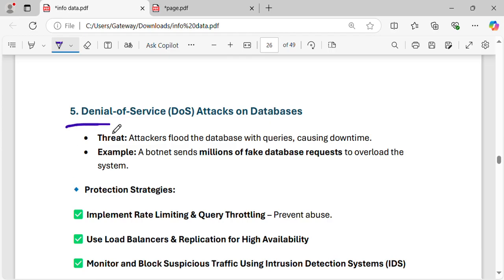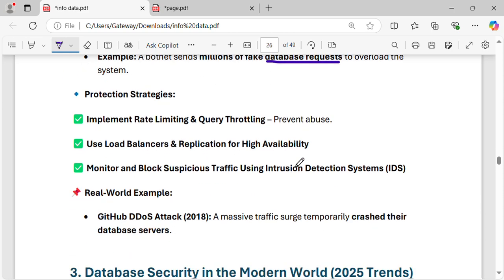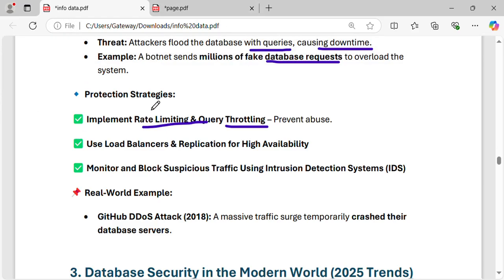Denial of service attacks on databases. Attackers flood the database with queries, causing downtime. A botnet sent millions of fake database requests to overload the system. Implement rate limiting and query throttling, prevent abuse, right? So rate limiting means how much the database could handle, and query throttling means the kind of searching the query is, whether it is really what the system is intended to have.